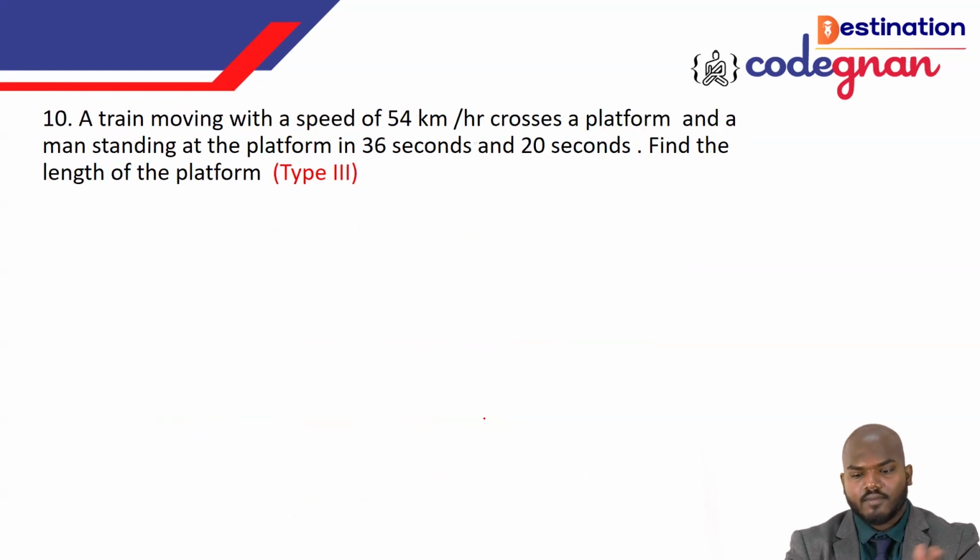Okay, next question, guys, we'll go for this one. The train moving with the speed of 54 kilometer per hour crosses the platform and a man standing at the platform in 36 seconds and 26 seconds. So find the length of the platform. Again, in the question they are asking for the platform. How can you find it out? The same way which you're going to apply here.